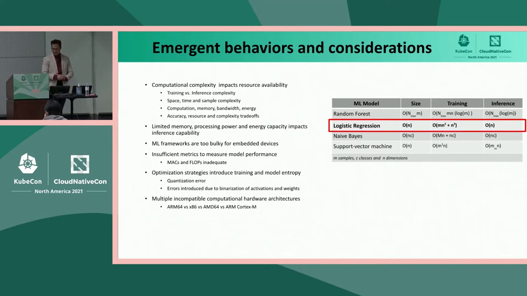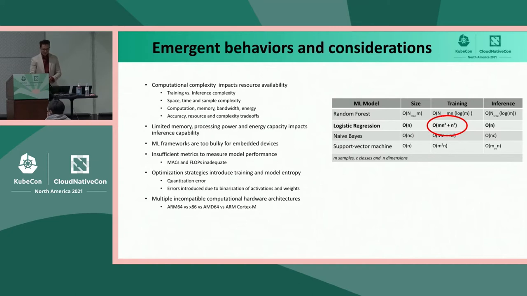If you look at it closely, the first column, the size, shows space complexity, and the training and inference columns show the time complexity of the algorithm. What you notice here is that the training complexity of logistic regression is polynomial time, but the inference is linear. And that's where my primary hypothesis lies, and through the demo, I will show that.